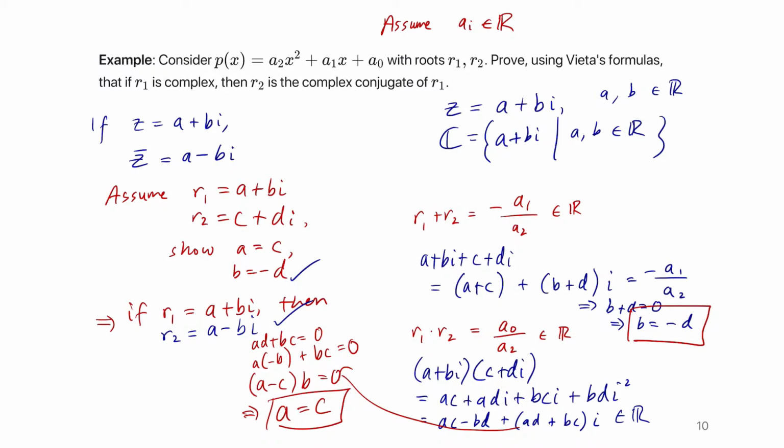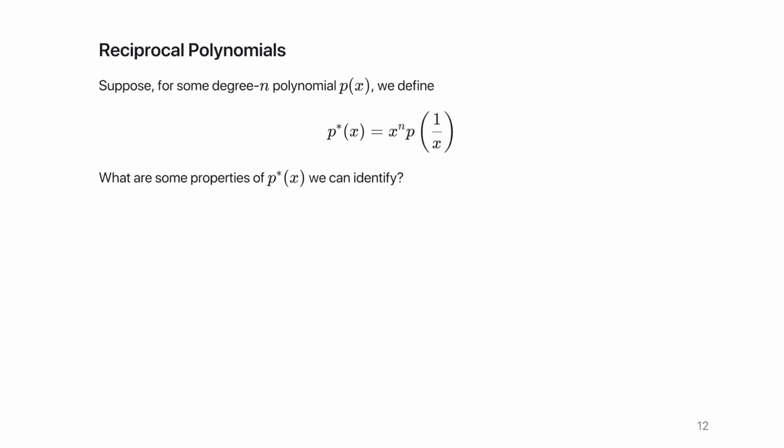Sounds good? Okay. So now the last one I think is the coolest. So suppose P of x is a polynomial of degree n. And we're going to define this new polynomial, now P star of x, which is equal to x to the n times p of 1 over x. And we'll call this the reciprocal polynomial. So any polynomial p of x will have a reciprocal polynomial p star of x. Is that okay?